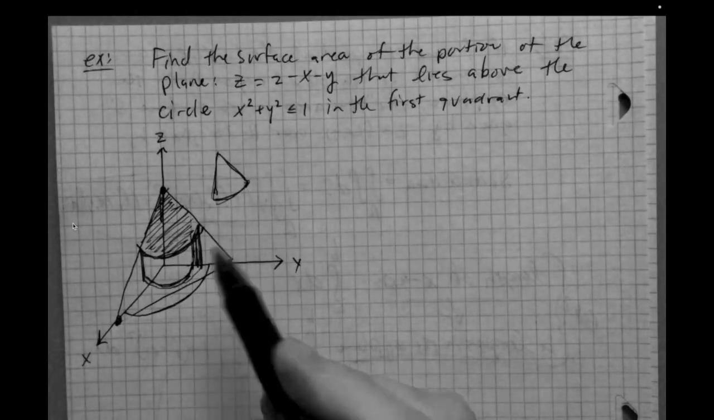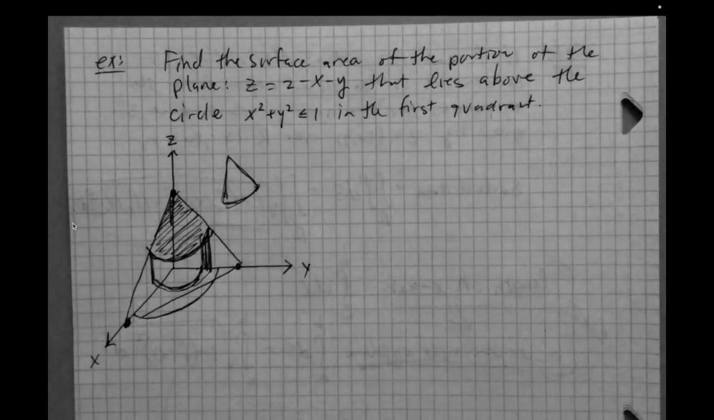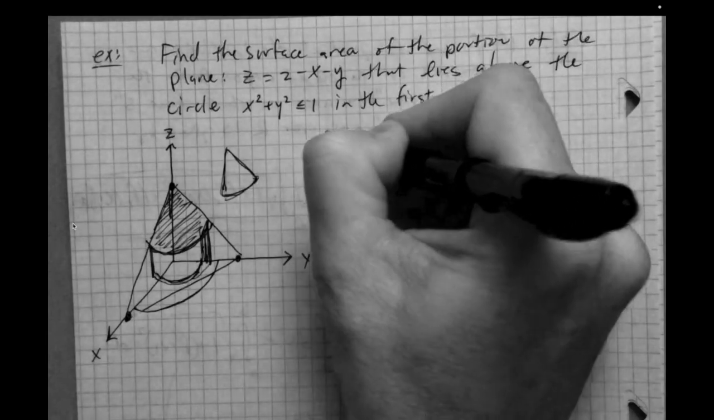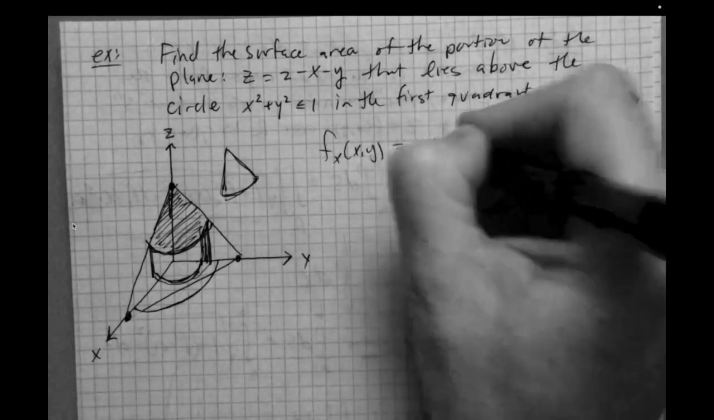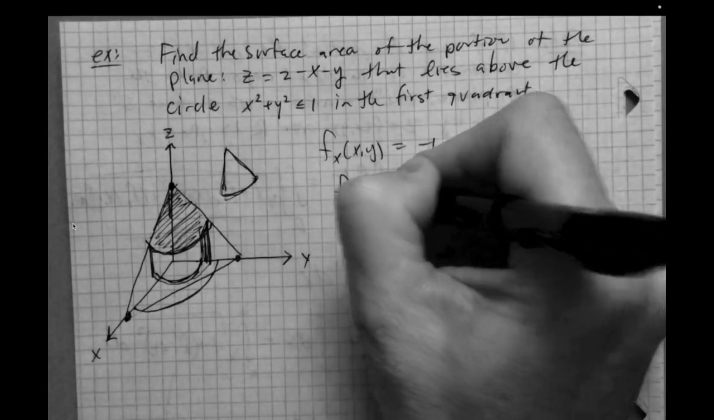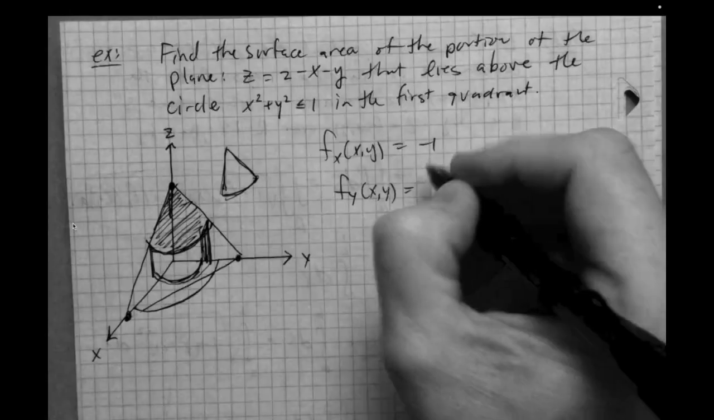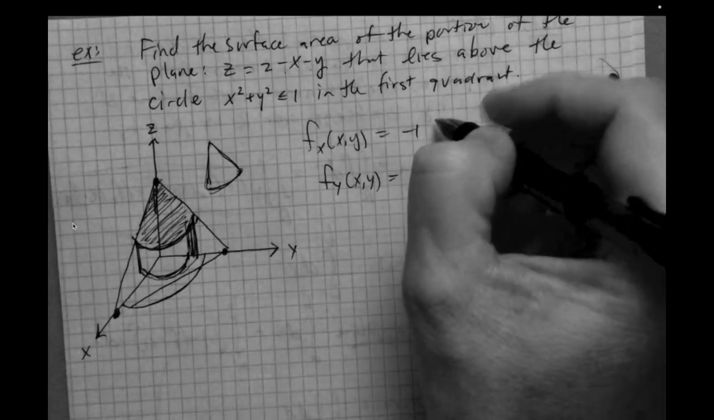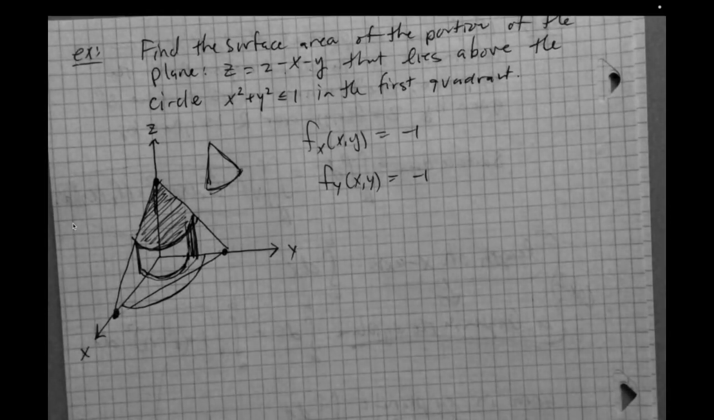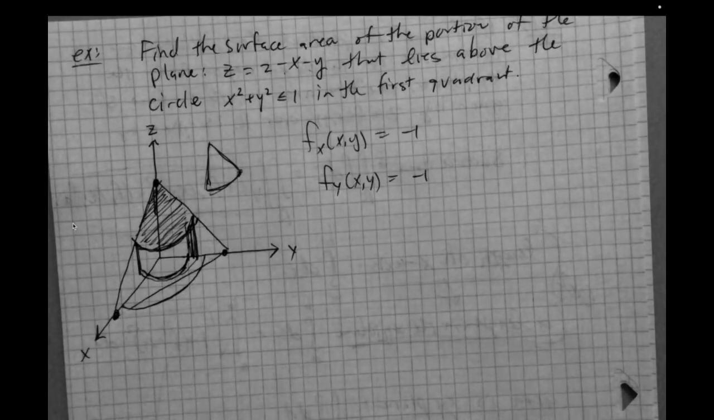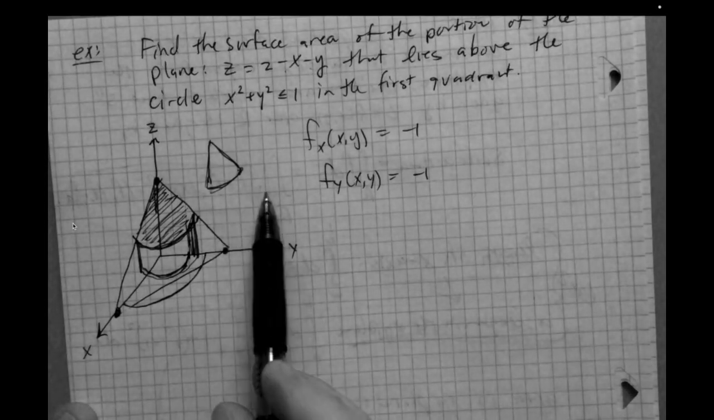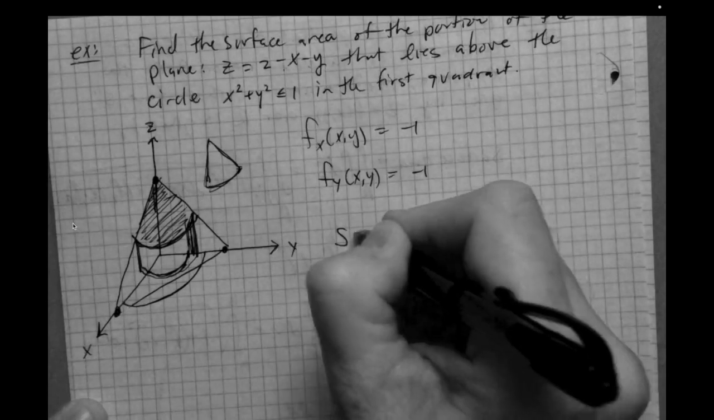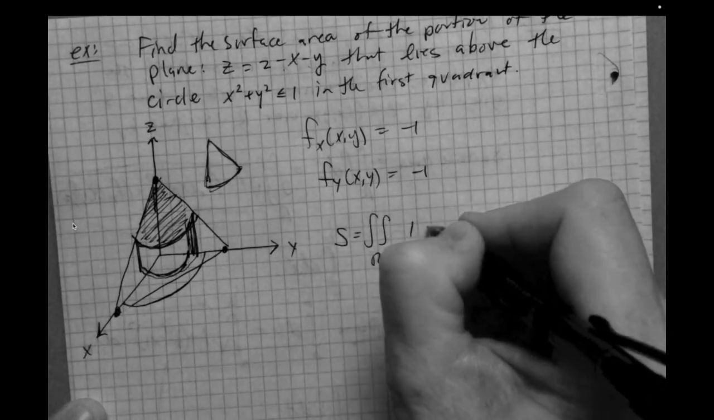Now, what makes this easier than a typical problem is that the partial derivatives are constants. So f sub x is just -1. f sub y, the partial with respect to y, is just -1 as well. Just pull those right off of there. And so the fact that you've got constant partial derivatives makes the function relatively easy to deal with. Okay, and so the surface area here, we can go ahead and calculate, or I can set up the integral, right? So we know it's going to have this formula.